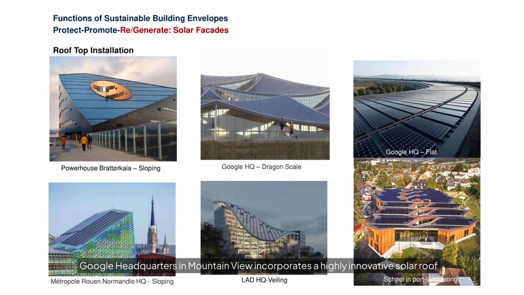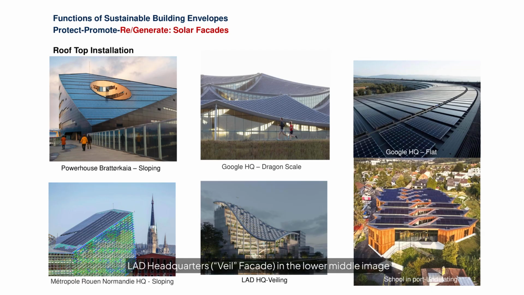Google headquarters in Mountain View incorporates a highly innovative solar roof known as the Dragon Scale Solar Skin. While it's primarily on the roof, its scalloped edges are visible on the facade. This system uses tens of thousands of small overlapping solar shingles that resemble fish or dragon scales. The dragon scale PV tiles have a textured, layered look that glitters at certain angles, turning the building's envelope into a dynamic tapestry of sunlight reflection and absorption. They generate 7 megawatts of renewable power on site.